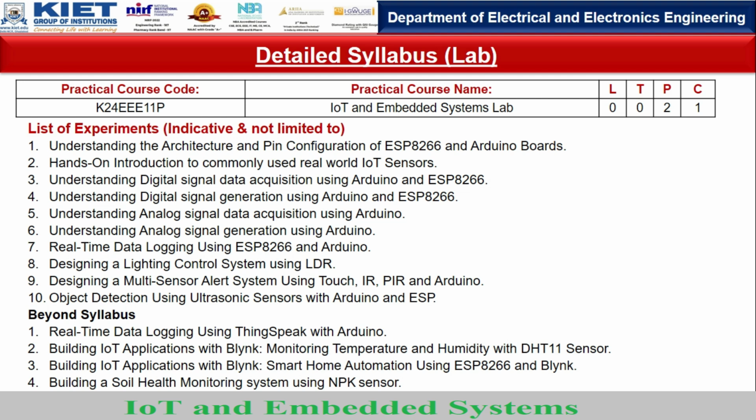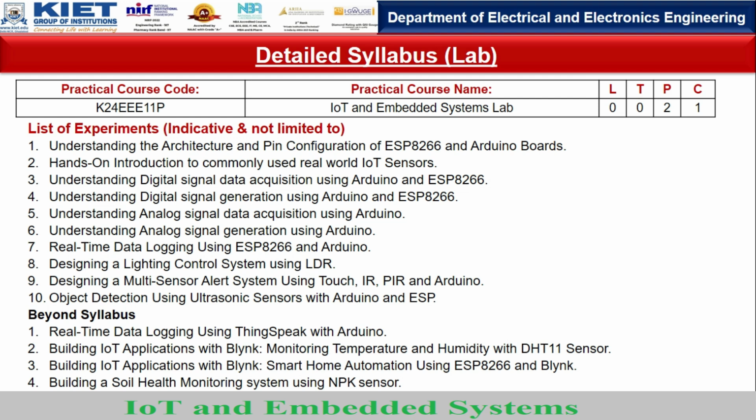So this is the list of experiments. For every IoT and embedded system, the students should learn about 6 things: how to acquire a digital signal, how to acquire an analog signal, how to generate a digital signal, how to generate an analog signal. Beyond this, 2 more things are there: how to acquire a PWM signal, how to generate a PWM signal. Basically, as you see in the first 6 experiments, we go through these fundamentals.